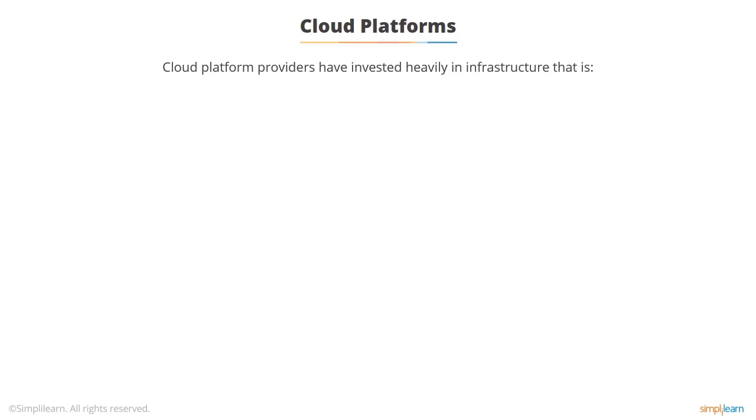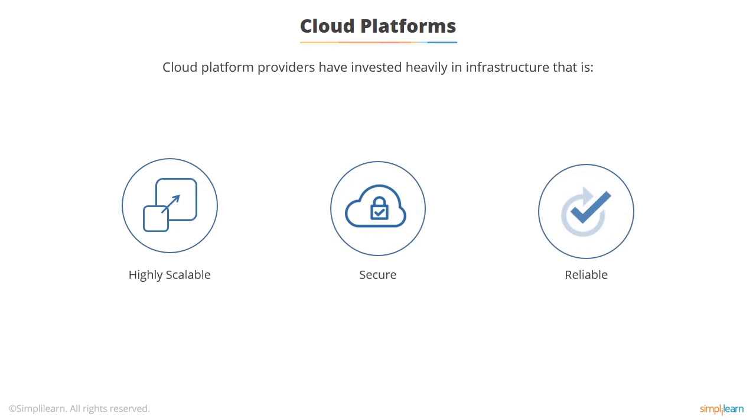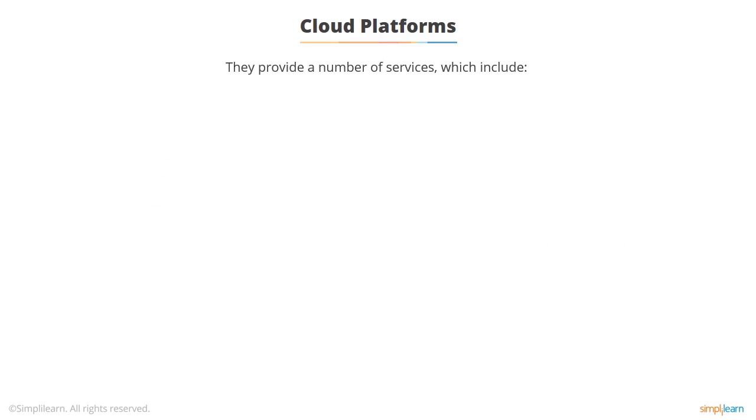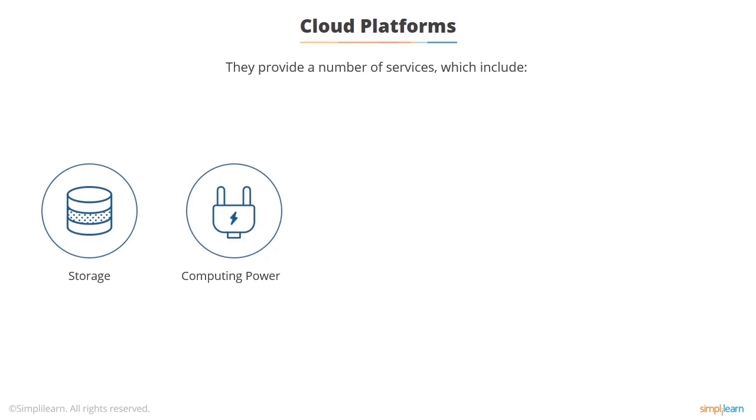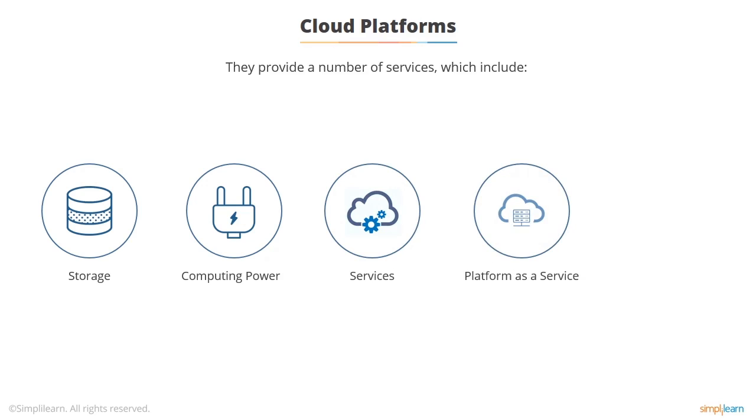So rather than having a corporate data center, we move to the cloud. What happens is cloud platform providers have invested very, very heavily in infrastructure. So what they've got are very, very large data centers, very highly scalable environments, very secure and very reliable. And they provide a number of services. So on a cost basis, you can choose how much disk storage you want. You can decide how many CPUs, how much computer power you want, what services you require, what platforms you want, particular operating systems, and also what applications you require.